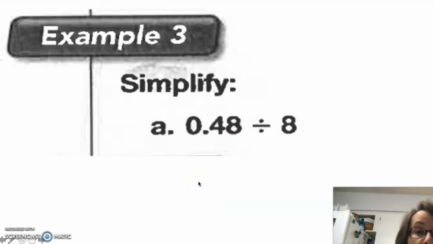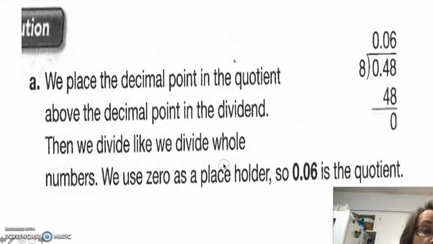Now, let's do example 3, which is very much like that one. We're going to divide by a whole number, so we're going to place the decimal right up above. 8 goes into 48 6 times, and then we just put the decimal place right up above it. We place the decimal point in the quotient above the decimal point in the dividend. Then we divide like we divide whole numbers. We use 0 as a placeholder so that 0.06 is the quotient. So not too difficult when we're dividing by a whole number.